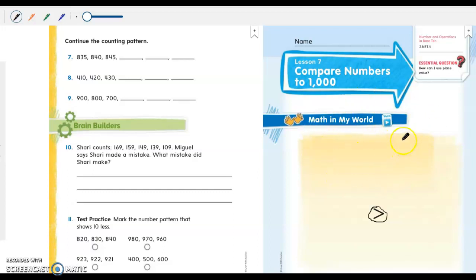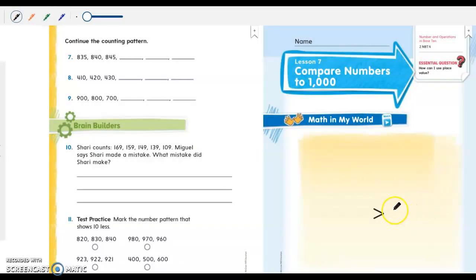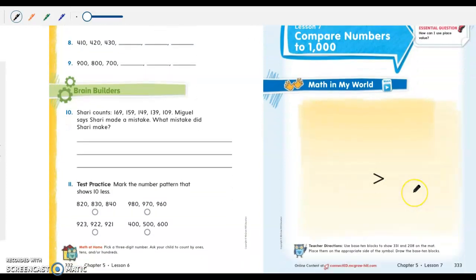During this lesson in chapter 5, we're going to be comparing numbers to 1,000. We're going to be comparing by using the less than sign, the greater than sign, and the equal sign. Again, this is the less than sign, greater than sign, and the equal sign. So we are going to be using those signs to compare the numbers. So let's look at our first problem.